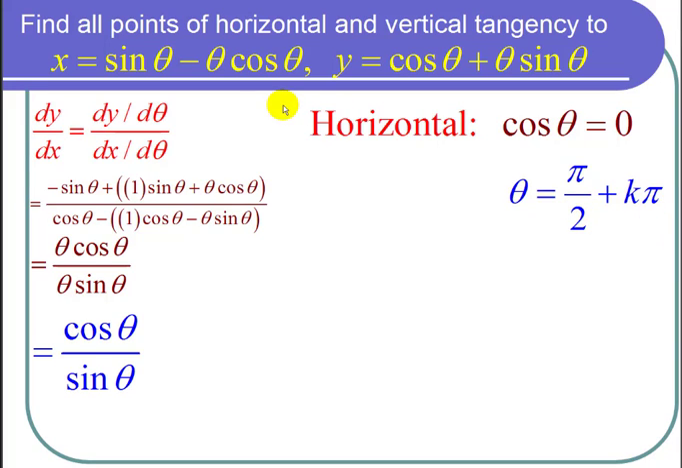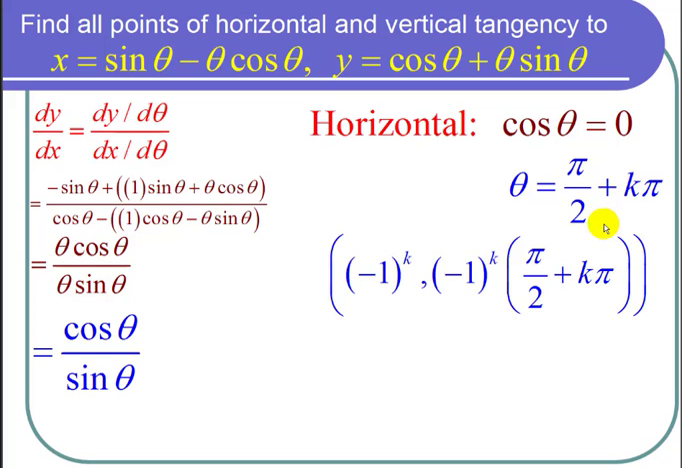So I need to plug that in to x and y because I want points. So first thing, cosine of theta is 0. So the theta cosine theta goes away, and the sine of pi over 2 plus k pi, that oscillates between 1 and negative 1. So I get negative 1 to the k. So if I plug into y, cosine of theta goes away, that's 0. And then we have theta, which is pi over 2 plus k pi, times the sine of theta, which we said was negative 1 to the k.